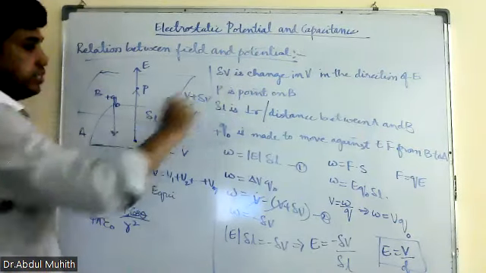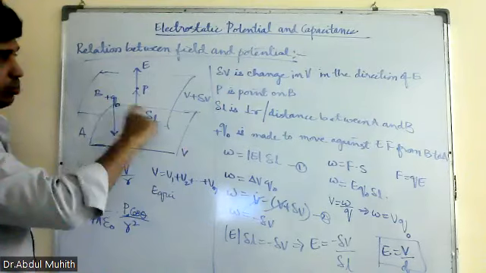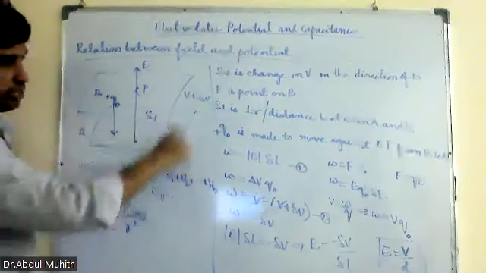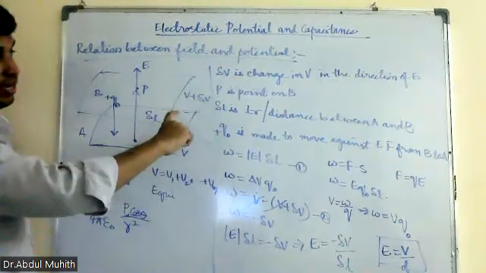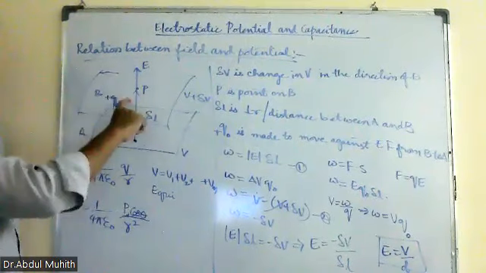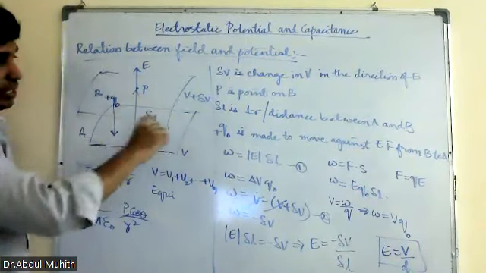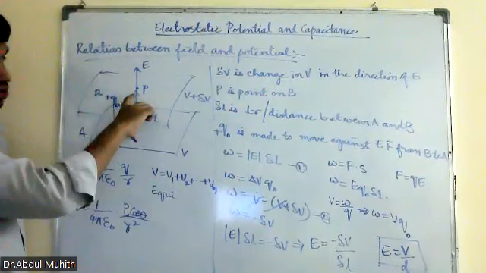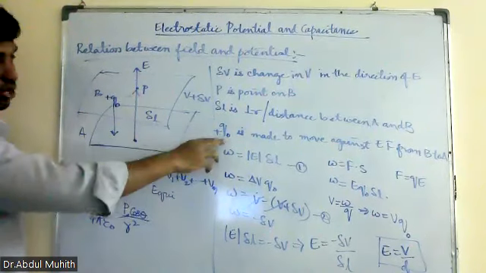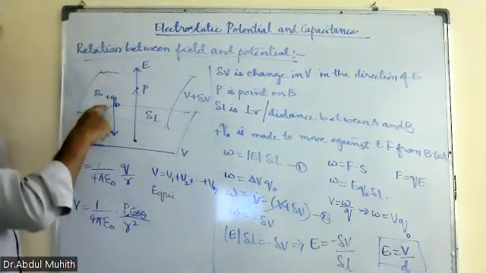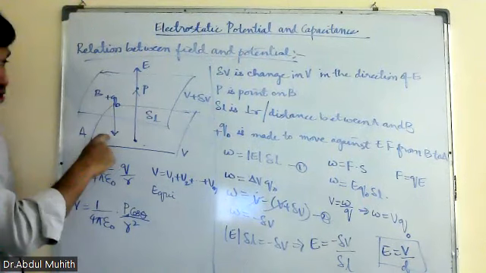So delta V is the change in the potential. How much is the difference? This is V and this is V plus delta V. The difference is delta V. P is a point on B, and delta L is a distance between the two points. Listen, Q naught is made to move from point B to point A.